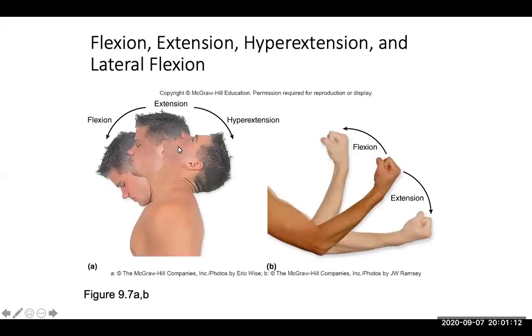Flexion and extension. Flexion refers to any time you decrease an angle between a body part or a joint. Extension is to increase the angle. So if you perform a bicep flexion, you're bringing your forearm up to your brachia, your upper arm, and extension would be bringing it back down. So flexion is always decreasing the angle, and extension is increasing the angle.